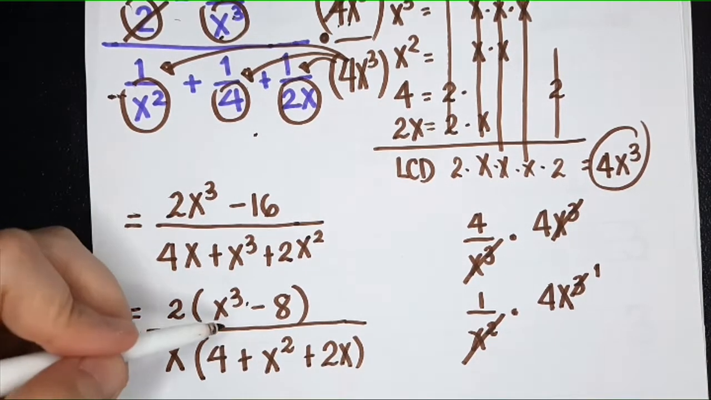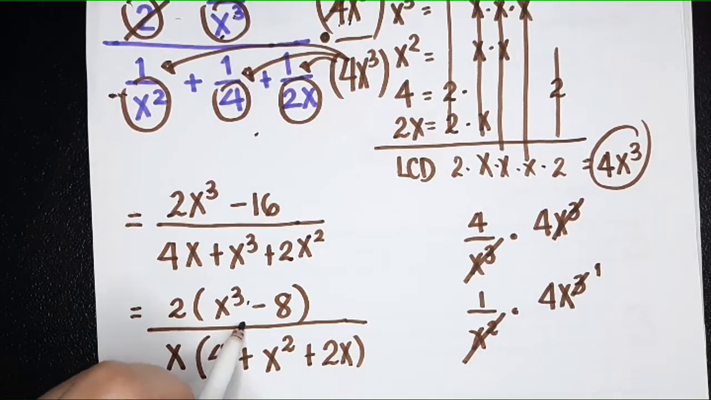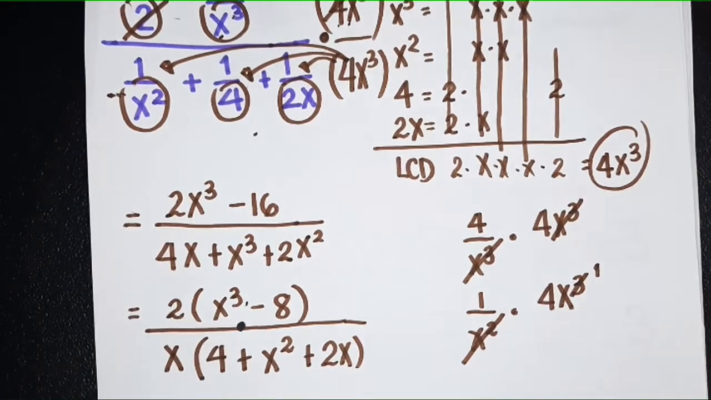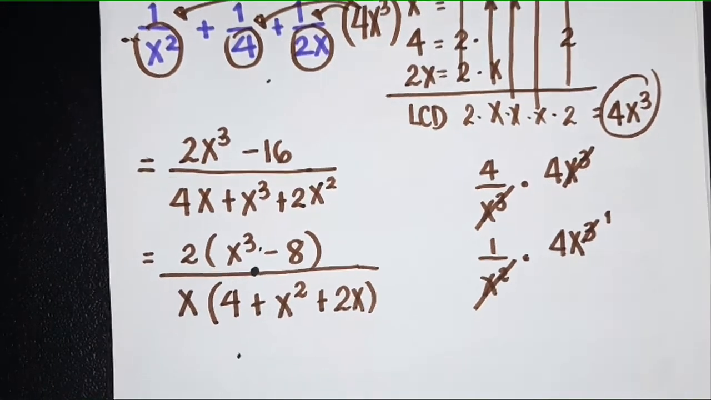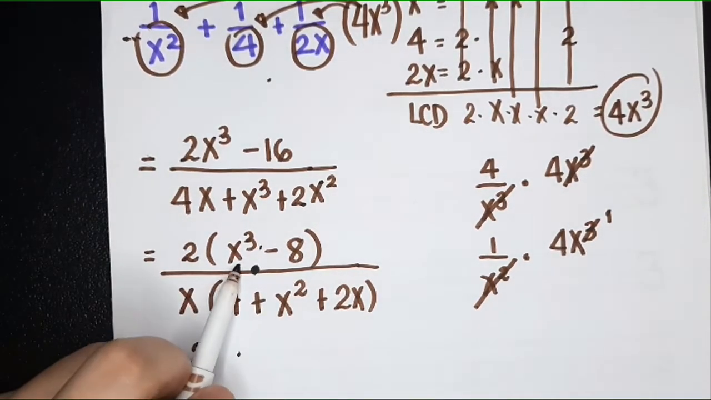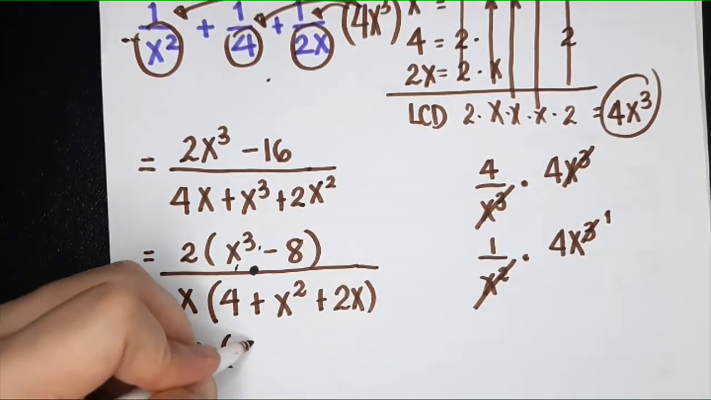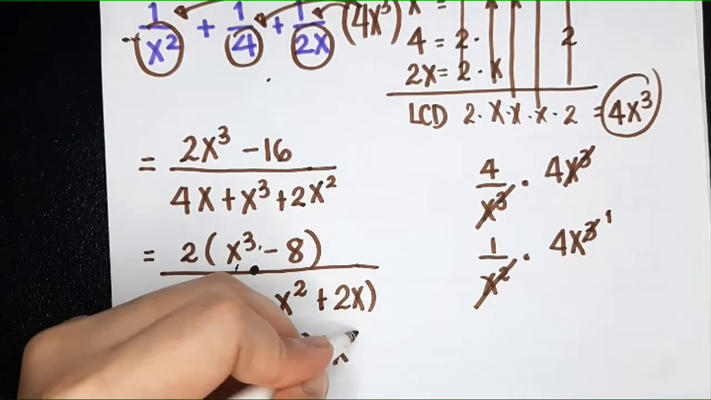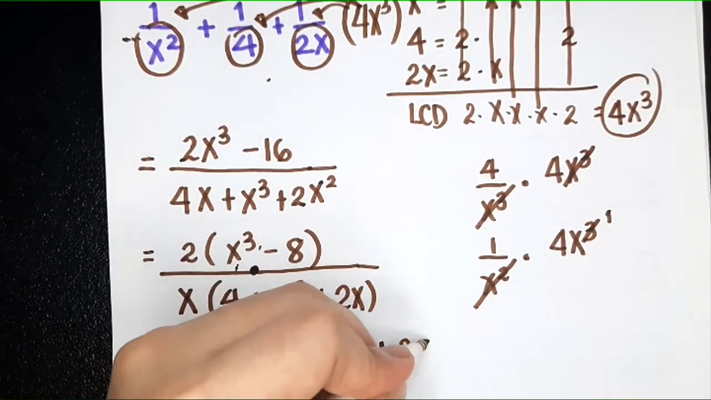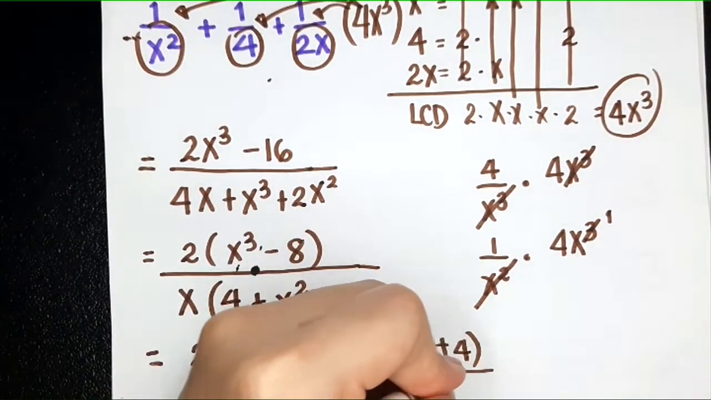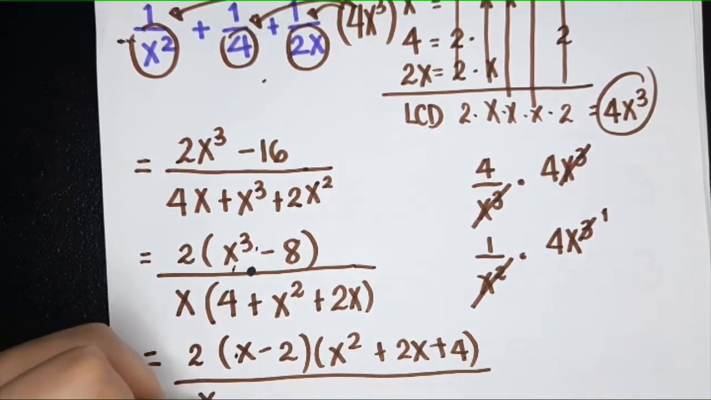Okay? Pero, take note, x cubed minus 8 is still factorable. So, we factor x cubed minus 8. We recall difference of 2 cubes. Okay? So, I'm just going to copy 2 here. What are the factors of x cubed minus 8? It's x minus 2 times x squared plus 2x plus 4. Right? So, over, this one is x.